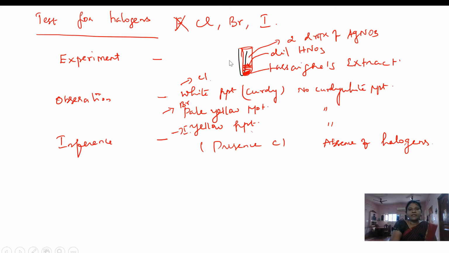In the experimental part, 1 or 2 drops of Lassaigne extract is treated with dilute nitric acid and 1 or 2 drops of silver nitrate. If you observe a white color precipitate which is soluble in ammonium hydroxide, it indicates the presence of chlorine in the given organic compound. A pale yellow precipitate indicates the presence of bromine, and a yellow color precipitate which is insoluble in ammonium hydroxide indicates the presence of iodine in the given organic compound.